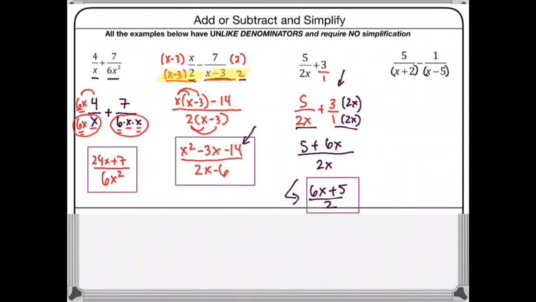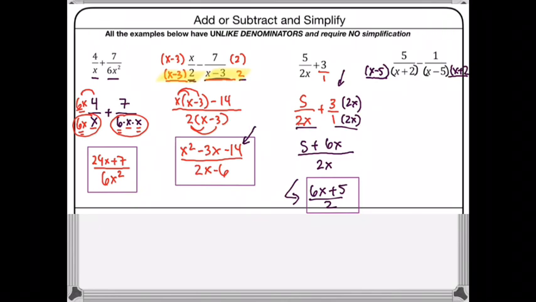Okay, and then finally, we have 5 divided by x plus 2 minus 1 divided by x minus 5. So the way that I'm going to see this is that this needs an x minus 5, and this needs an x plus 2. Okay?